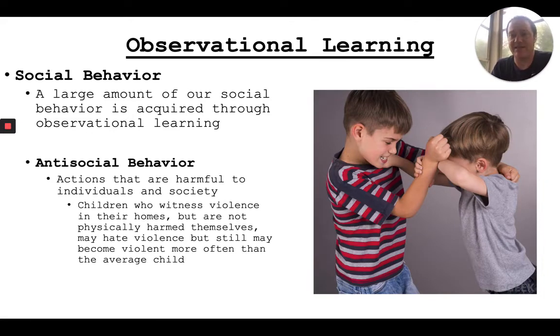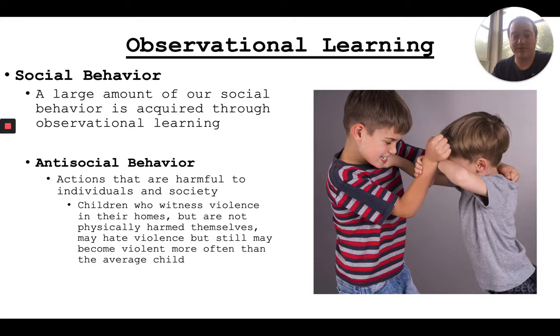It's anything that is harmful or negative to individuals in society. This would be violence. This would be abuse. This would be any type of negative behavior that can be modeled for others to see, and therefore that behavior could be carried out by others as well.